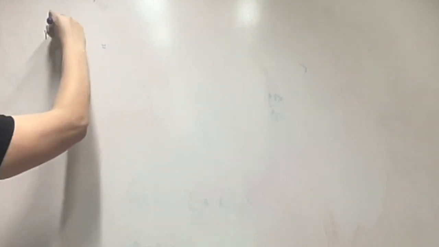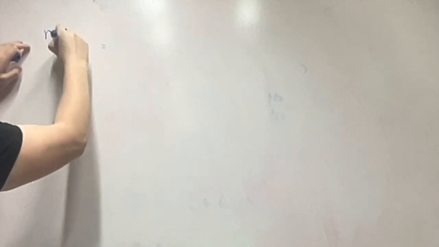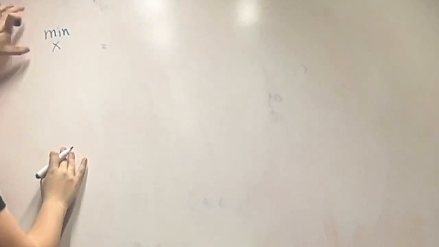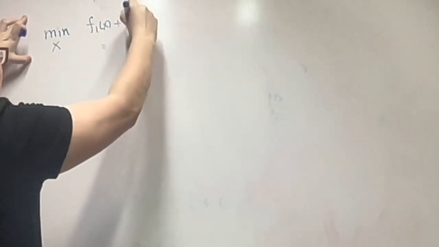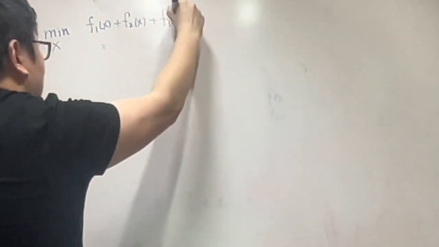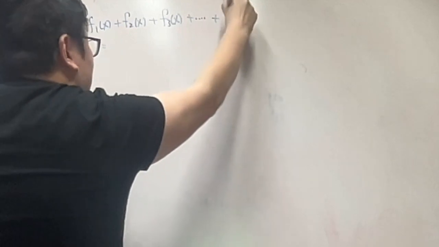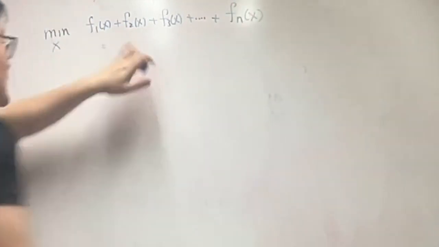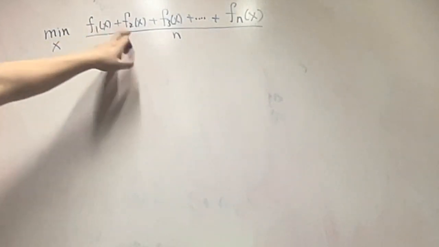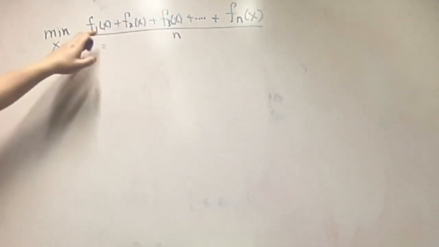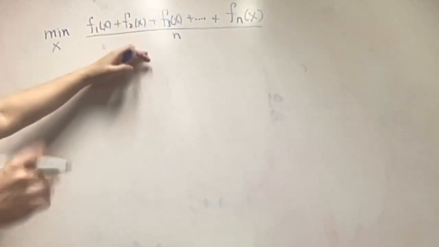I want to minimize, and I only have an x variable. x is a vector. I want to minimize f1(x) plus f2(x) plus f3(x) plus up to fn(x). To make it simple, I divide everything by n, so it's like an average. What does it mean? You can think of each f1, f2, f3, f4 as some function on x, where each f is defined by some data.